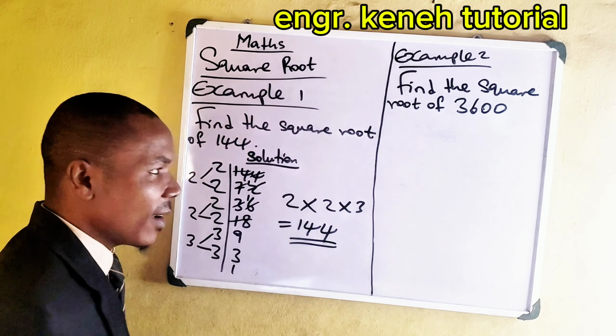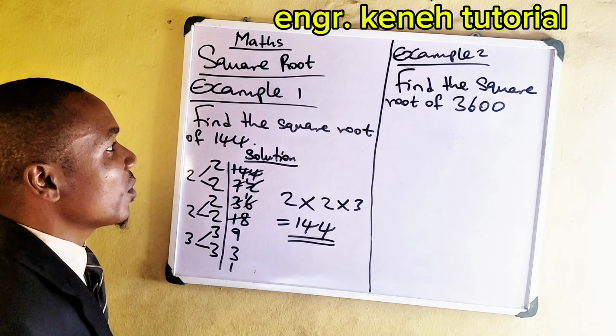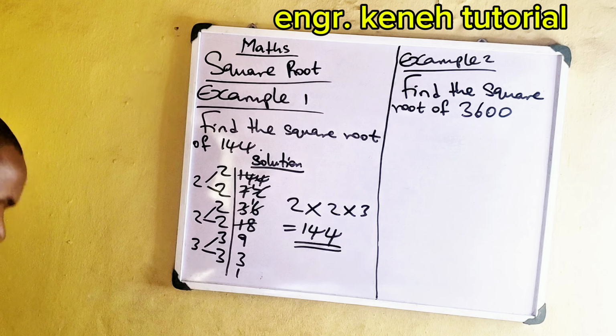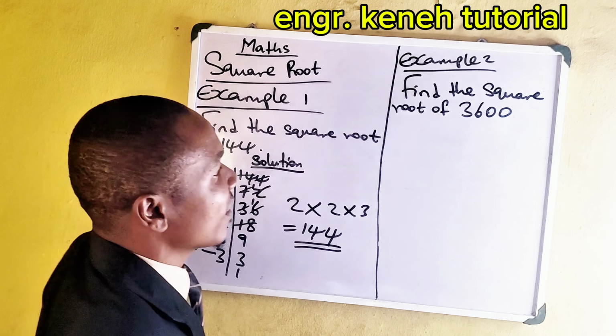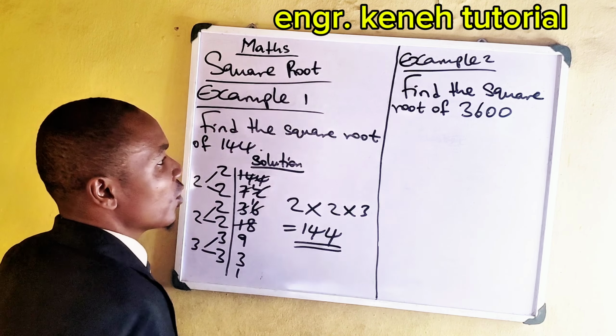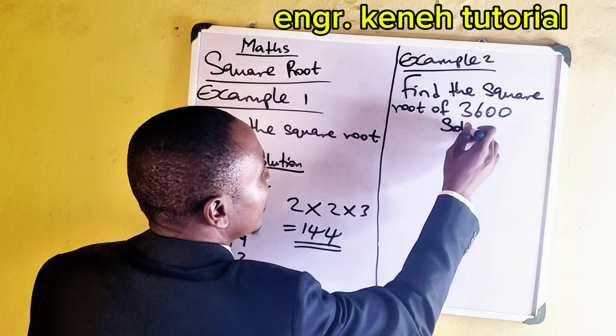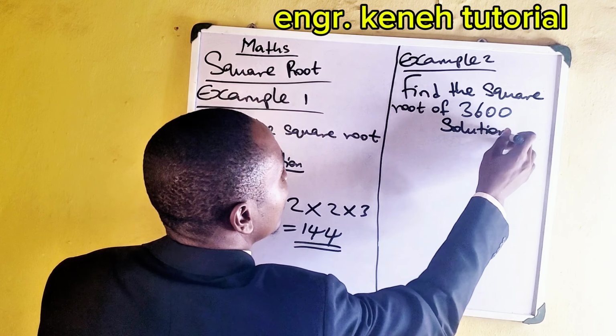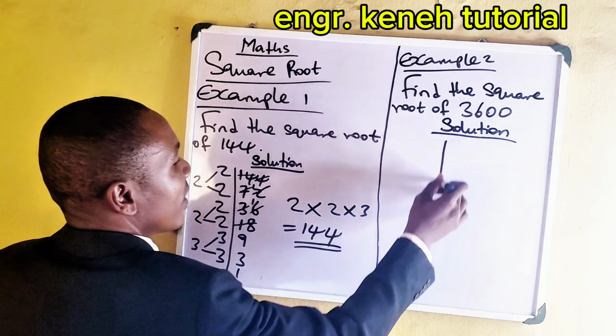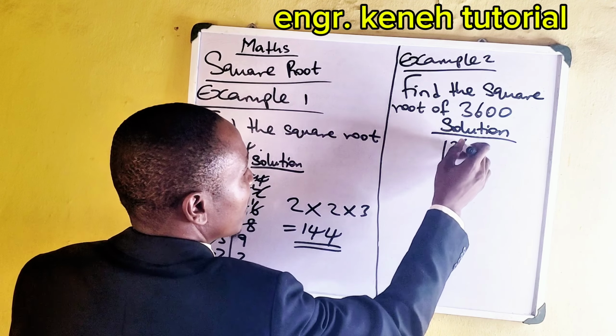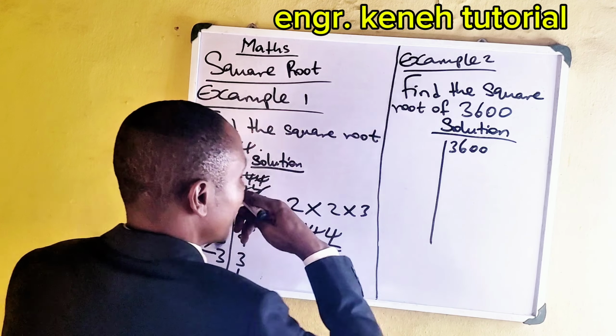All right, we have example 2. Example 2 says find the square root of 3600. So we have the solution like this. Draw a vertical line, write this. You have 3600 like this.